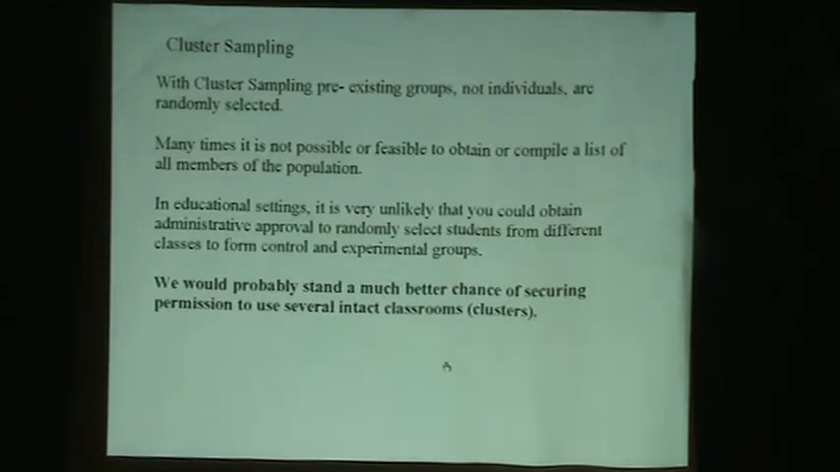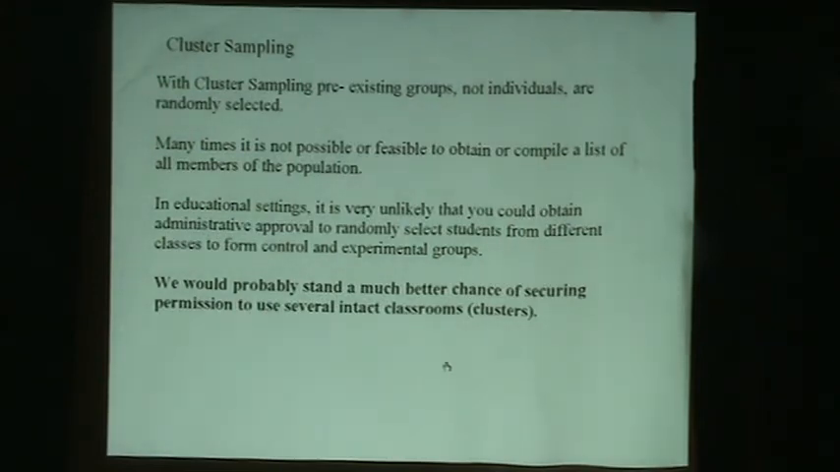Another kind of sampling, pardon me, is cluster sampling, which uses pre-existing groups and not individuals. Many times, especially in a school setting, it is not feasible to obtain or compile a list of all of the members of the population. And so in educational settings, we may just select clusters. So we can randomly select clusters of classrooms. But we would not randomly pick students out of classrooms and randomly assign them to this group and to that group.